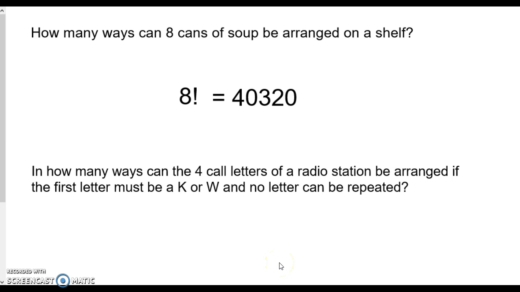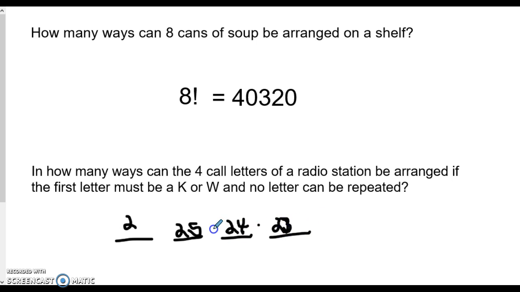And another example, permutation. In how many ways can the 4 call letters of a radio station be arranged? Okay, we got 4 letters, so I'm going to have 4 blanks. And you are told the first letter must be a K or a W. That means there's only 2 choices for the first one. Has to be K or W. Then it says no letter can be repeated. Okay, 26 letters total in the alphabet. We just put one letter here. So that means there's only 25 left to go here. And now we've placed 2, so that means there's only 24 left to go here. And what does that leave for the last blank? Yep, 23.